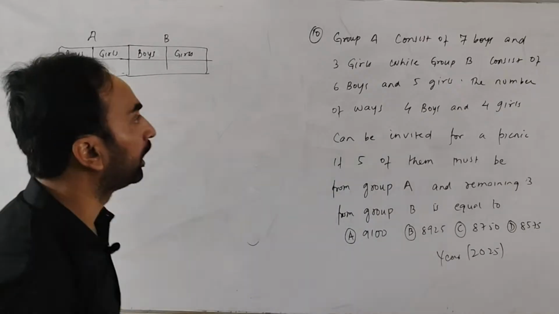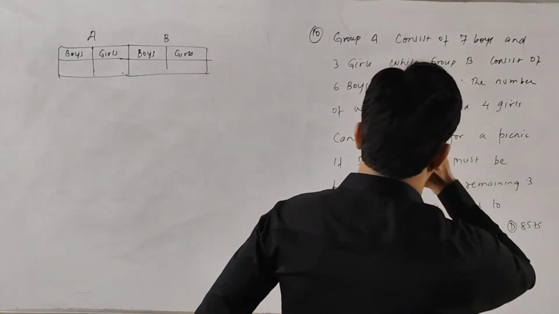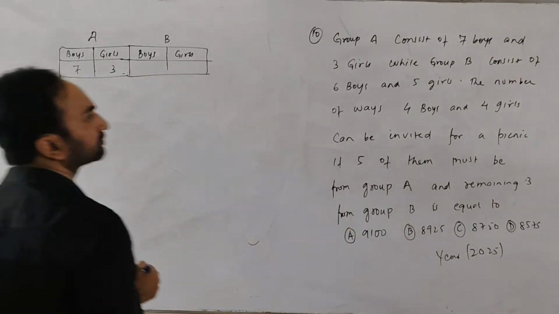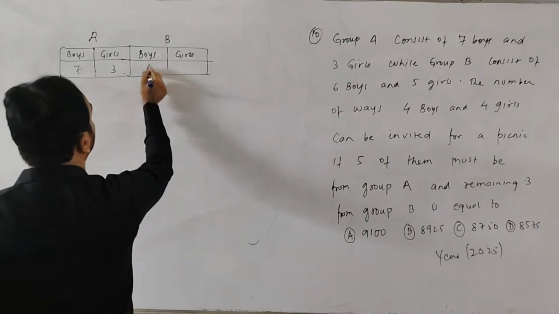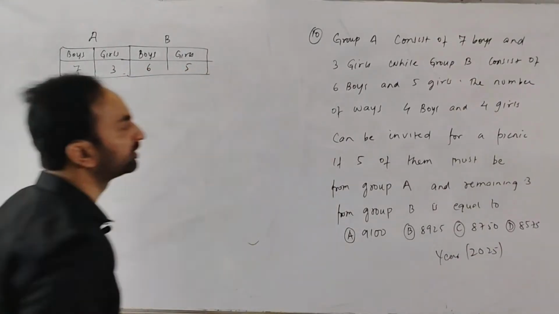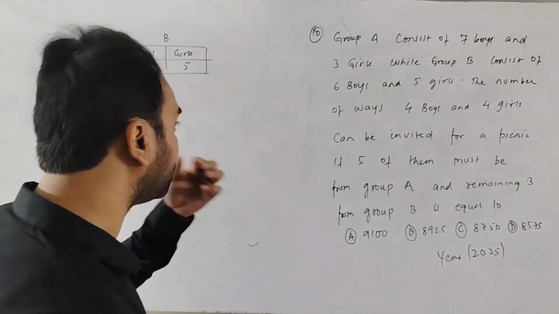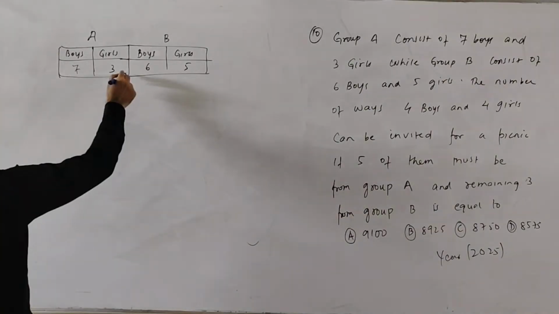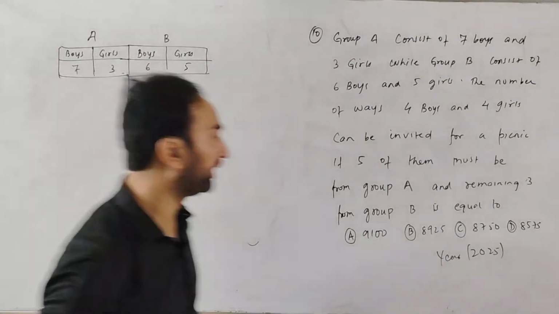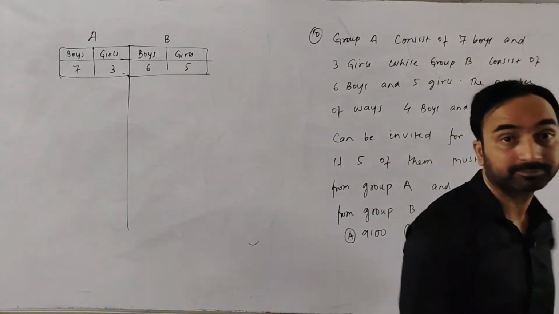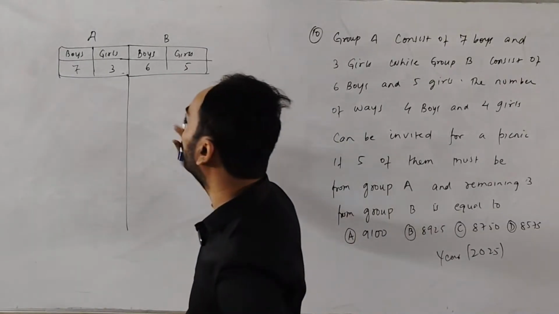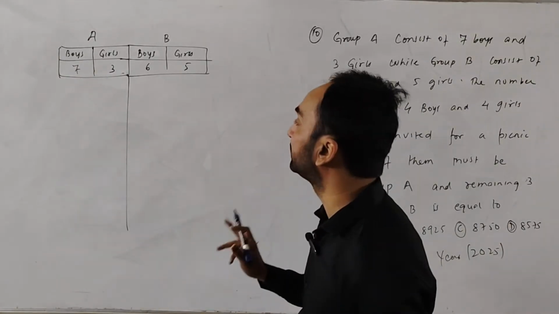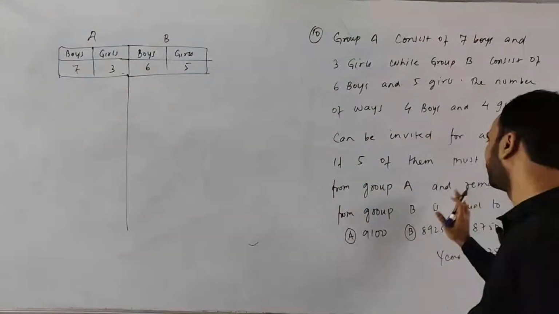Okay. Now, how many boys are given? 7 boys in the group A and girls are 3. Group B consists of 6 boys and 5 girls. The number of ways 4 boys and 4 girls can be invited for a picnic if 5 of them must be from, okay. So the condition is what? 5 of them must be from the group A and the remaining from the group B, right? So from group A the condition is 5, and group B we have to choose maximum 3. Okay, so 3 from the group B.